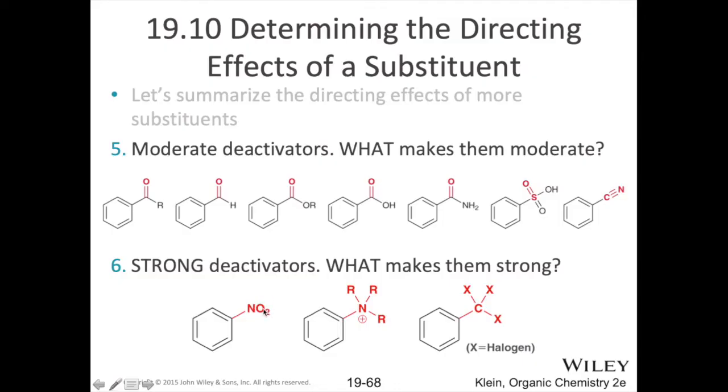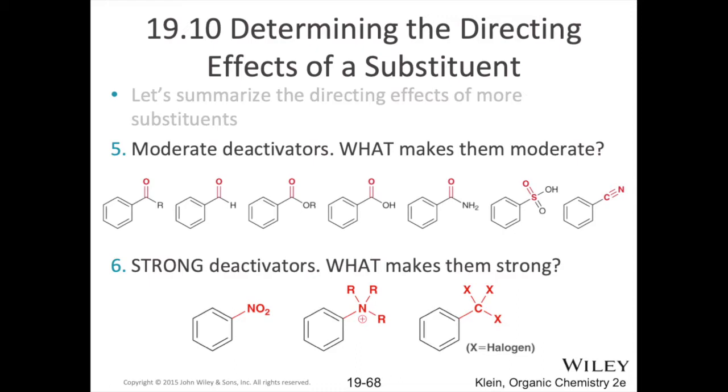Again, we just have multiple electronegative elements, so we either have multiple oxygens on this nitrogen, which put a formal positive charge on that nitrogen, or we have multiple halogens here, again very electronegative, really putting a partial positive charge on that carbon, or in this case, with an ammonium ion, we have a formal positive charge on that nitrogen. Again, having that positive charge on that ring is definitely going to suck electron density away from the ring, trying to counteract that positive charge. Okay, and that's what makes these groups strong deactivators.